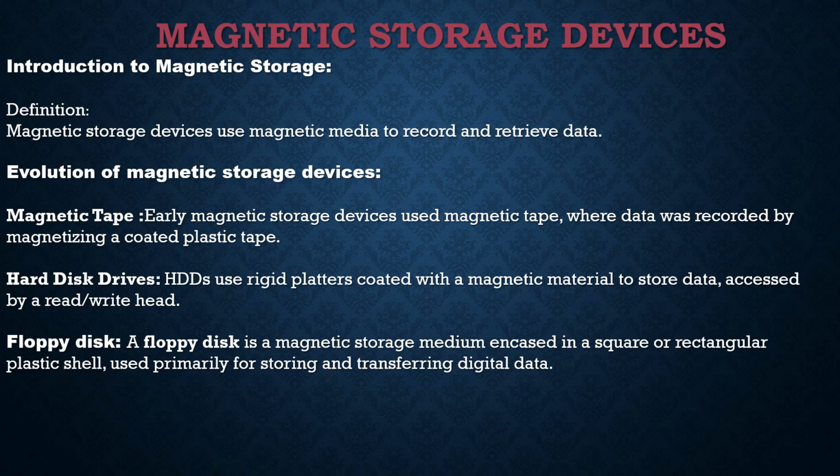Basically, magnetic storage devices are used to store or record some data. Let us see the evolution of magnetic storage devices. In earlier days, we were using magnetic tape to store the data. Magnetic tape is basically a plastic tape which is coated by a magnetic material. Due to advancement in technologies, nowadays we are using hard disk drives, floppy disks, and SSDs to store the data.